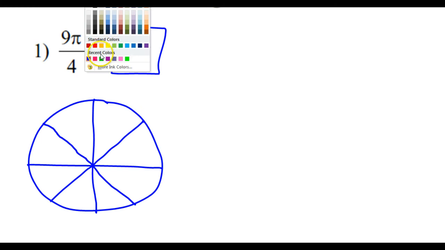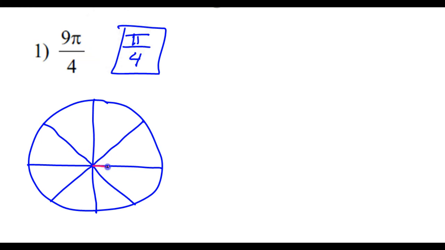So if I start from a standard position like so, and now I'm going to go 9 pi over 4. So watch me go. 1, 2, 3, 4, 5, 6, 7, 8, 9. Alright, so that's going to put me right here as the terminal side. Now my reference angle is this, and of course it is pi over 4.